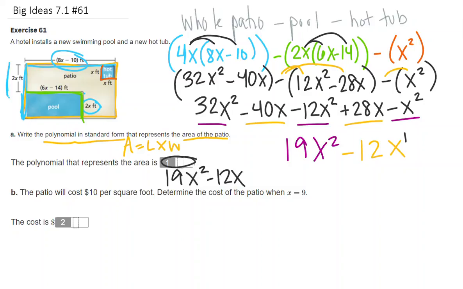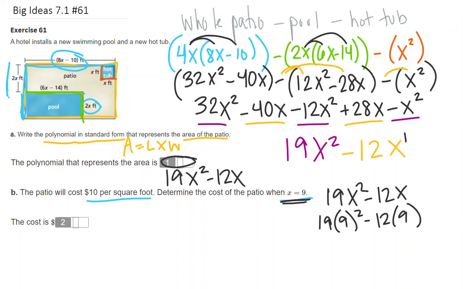Now, part B. Part B here says the patio will cost $10 per square foot. Determine the cost of the patio when x equals 9. So right now we know that the patio area, the area is 19x squared minus 12x, but we want to evaluate that when x equals 9. So let's go ahead and substitute, always using parentheses.